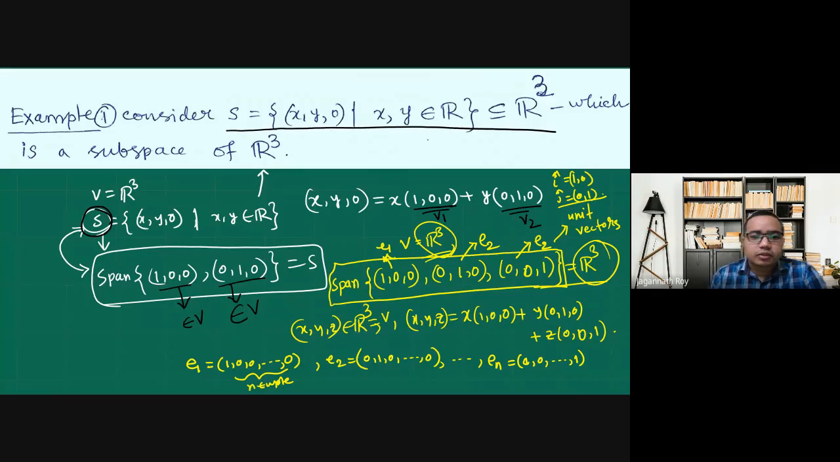So the span of E1, E2, up to En will be the whole space Rn, for n equals 1, 2 and so on.